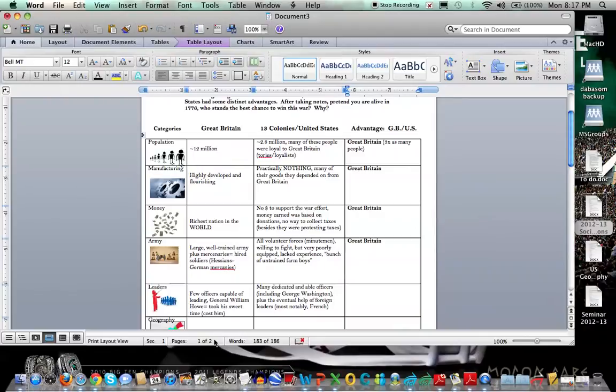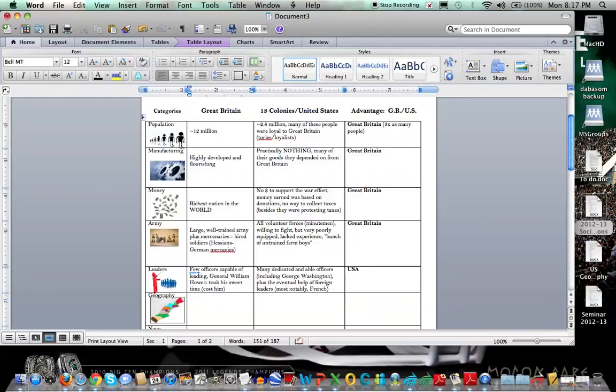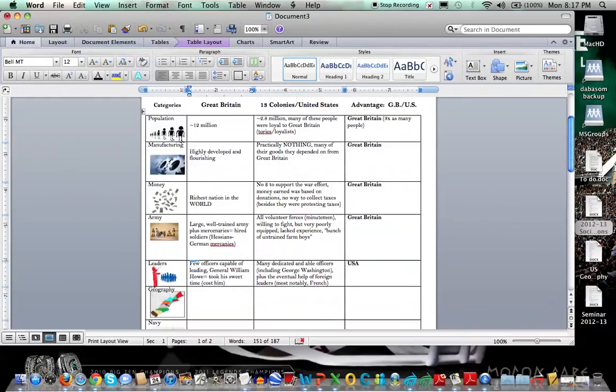Now, as you take a look at these two columns, for the very first time, good old USA is finally going to have the advantage. Washington was a huge advantage in and of himself because he was just such a brilliant military mind.